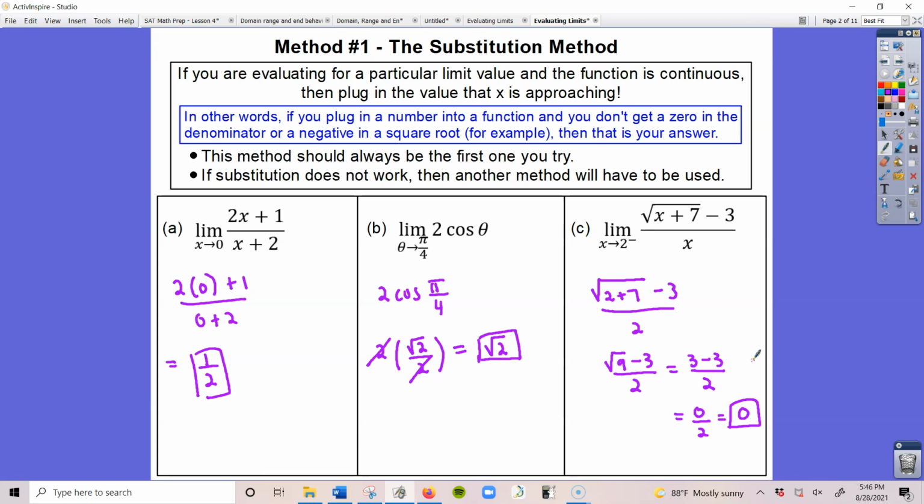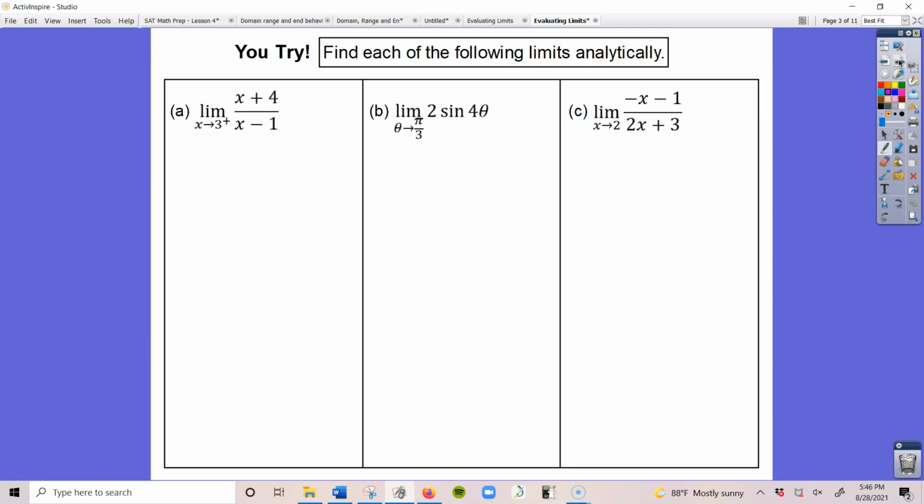Just plug in. Now, this should always be the first method that you try because it's the simplest one. And if it works, excellent. If it doesn't work, then we'll use another method. Let's try a couple more.